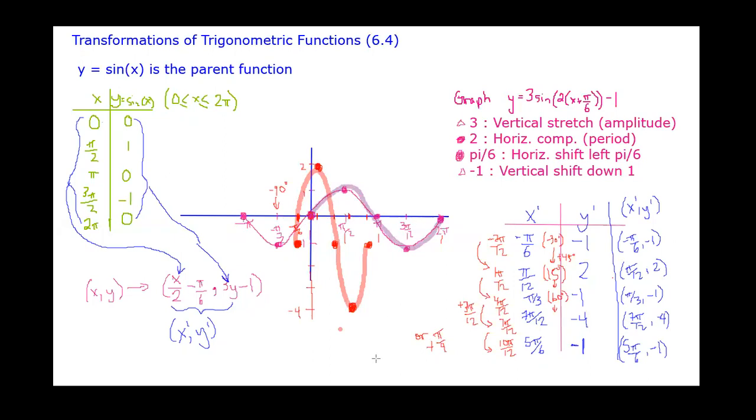So this point right here at 0, 0 turned into this point here, right? That's a stretch, a compression, a shift left, and a shift down. This point here was stretched vertically, was compressed horizontally, was moved left, and then shifted down. This point here: stretched, compressed, shifted left, shifted down to this point. This point here becomes that point, becomes that point.